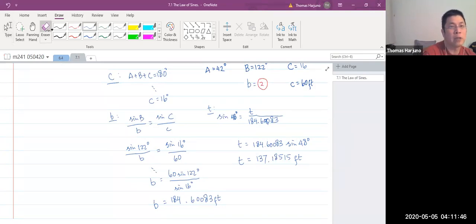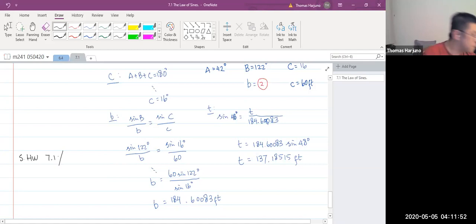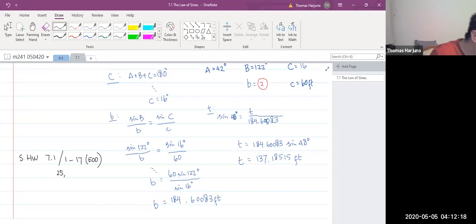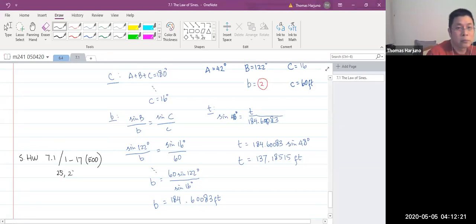Suggested homework for 7.1 will be number 1 to number 17, just do every other odd. And then number 25, number 27, number 29. I think that's good enough.